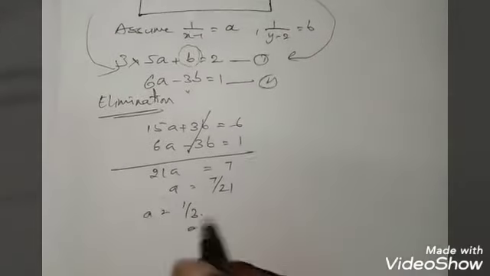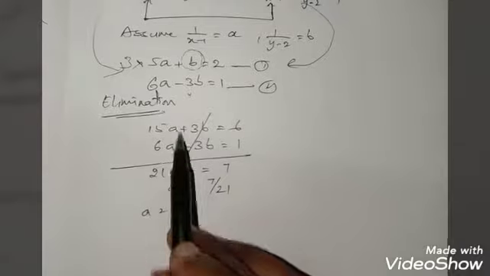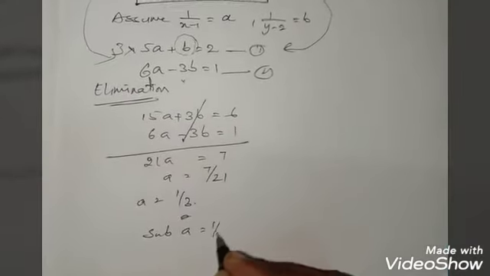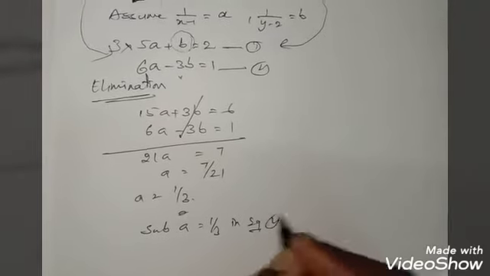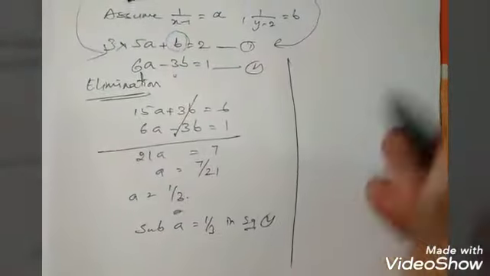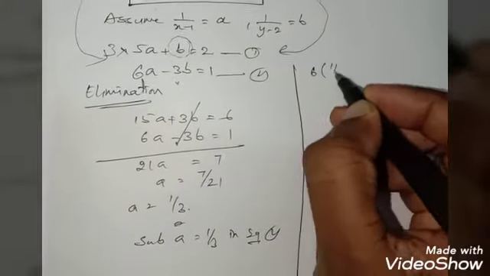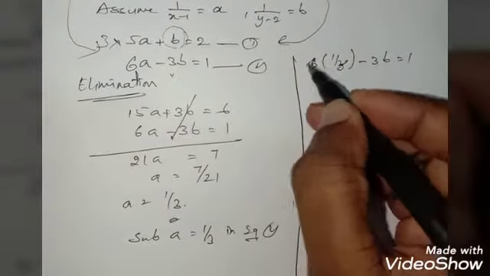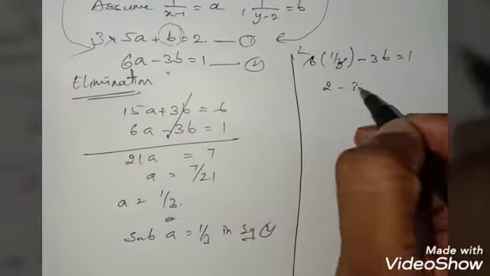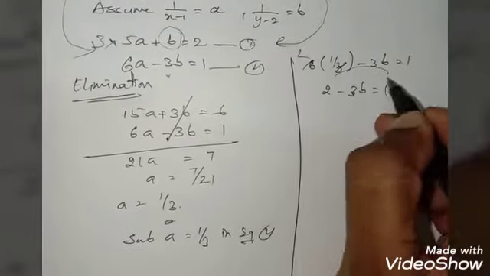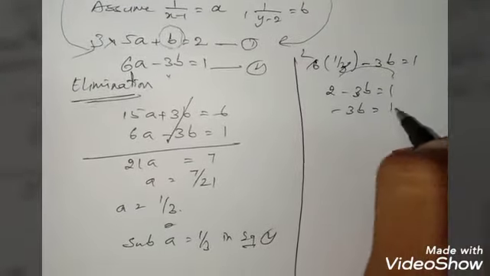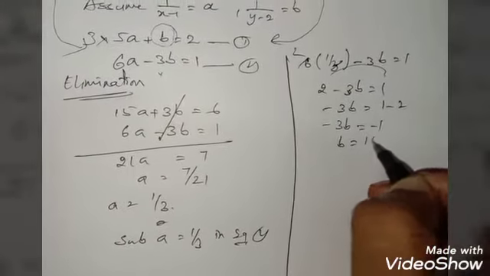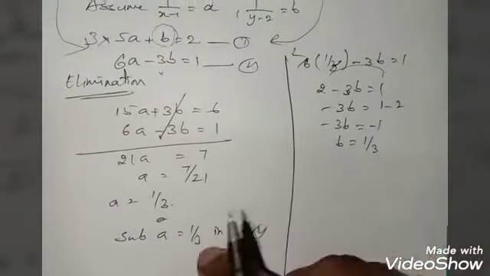After getting the value of a, substitute this a in any one of these equations. Now if I substitute a is equal to 1 by 3 in equation number 2, what will you get here? 6 into 1 by 3 minus 3b is equal to 1. Here 3 twos are 6, so I can write 2 minus 3b is equal to 1. Send this 2 over here. You will get minus 3b is equal to 1 minus 2, that is minus 3b is equal to minus 1. So b is equal to 1 by 3. Like this we are getting the a and b values.